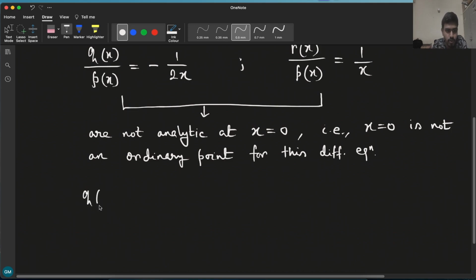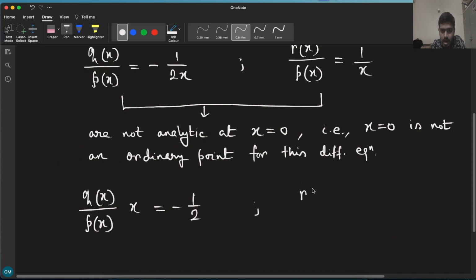In that case, we need to calculate qx divided by px times x minus x naught. But x naught is 0 here, since we are asked to find a power series solution at x equals 0. So it is just x times qx by px, which is minus half, and it's an analytic function. It's always minus half. So it's analytic at x equals 0.